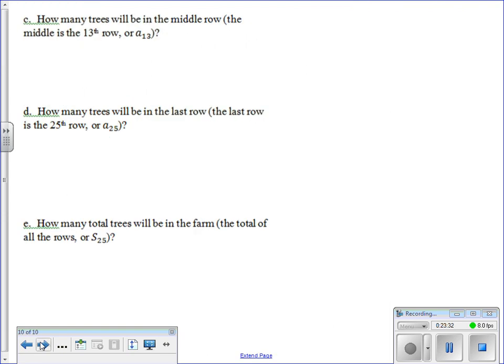How many trees will be in the middle row, i.e. the 13th, or a sub 13? A sub 13, use the one we just did. 4 times 13 plus 56. And you get 108. Middle row is going to have 108 trees. Start with 60 in the first, go from there.